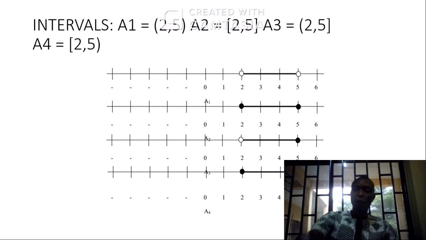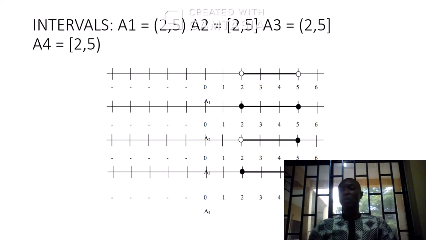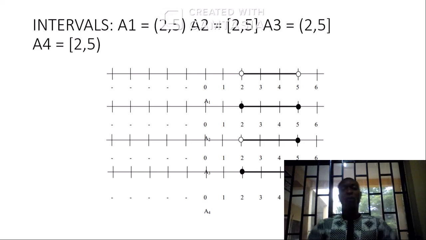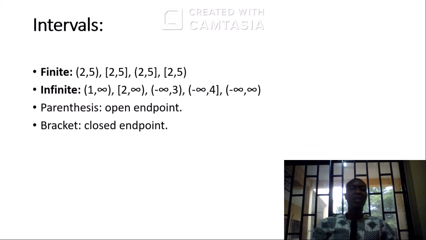A3, we call it open-closed interval. Look at the first one is an ordinary bracket, while the other one is a closed bracket. That means 2 is not included, but 5 is included. Now for A4, we call it closed-open interval. 2 is included, 5 is not included. These are called intervals. So we also have infinite intervals.